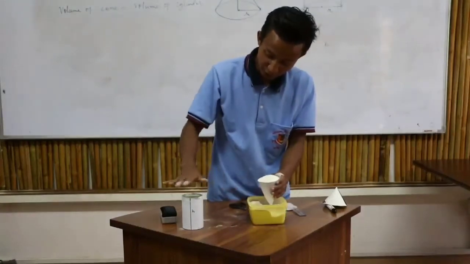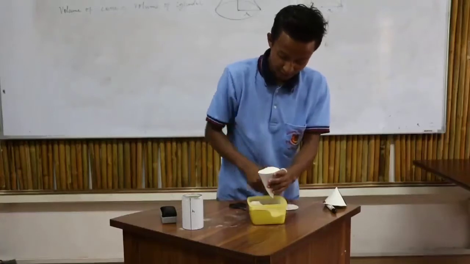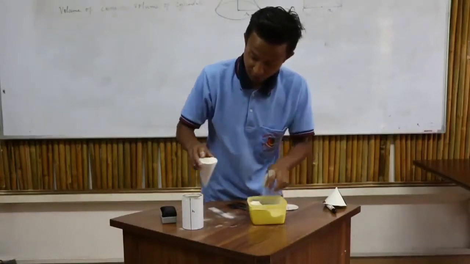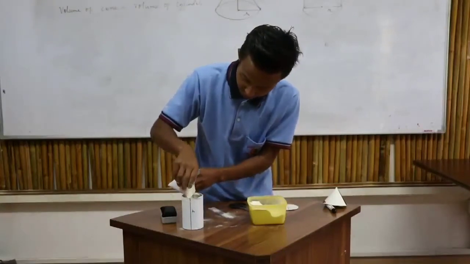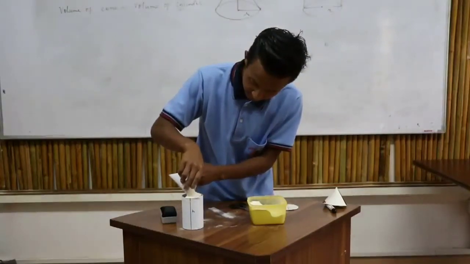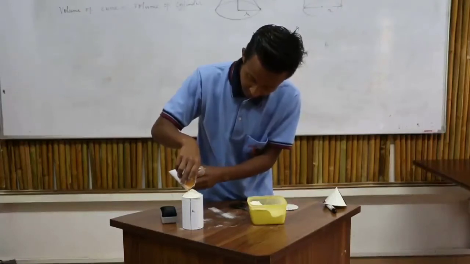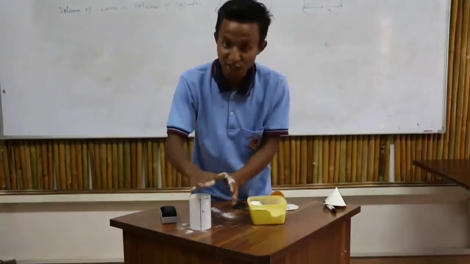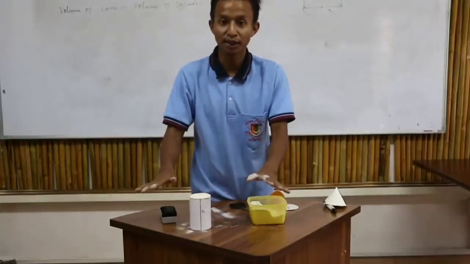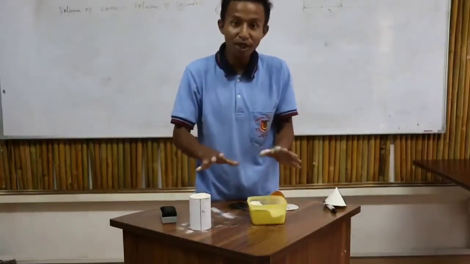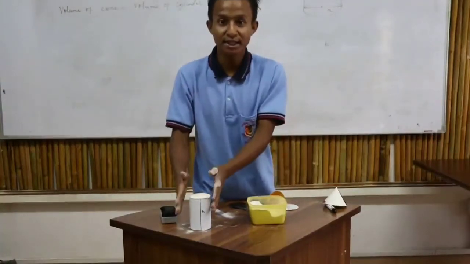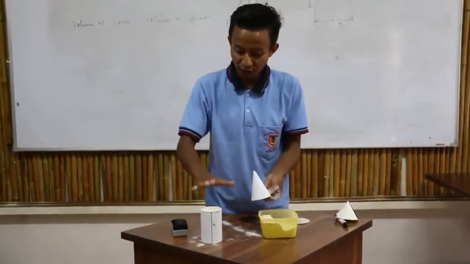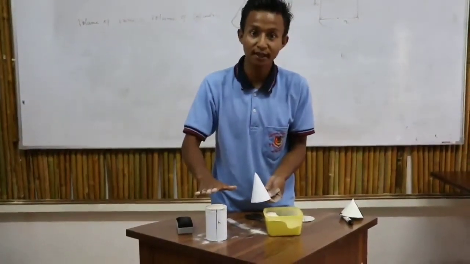Until now we have filled only 2 cones of powder. Now this is the third cone. So I fill it here. As you can see, the space of this cylinder has been fully occupied. So until now, how many cones have been used? We have used 3 cones of powder to fill the space of this cylinder.